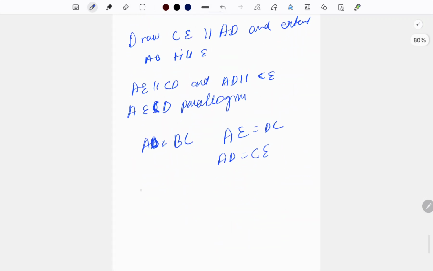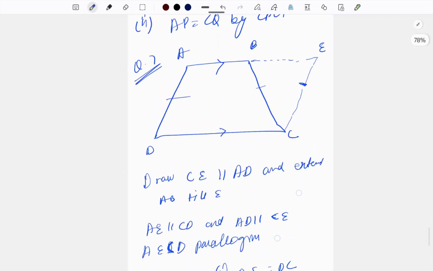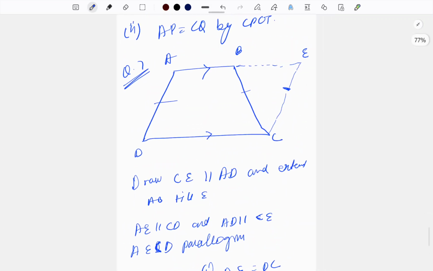So from 1 and 2 we can say that BC is equal to CE. Okay, this forms the third. Now what the question is asking: is angle A equal to angle B? Angle A and angle B, no problem.